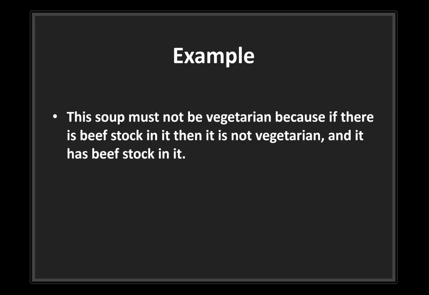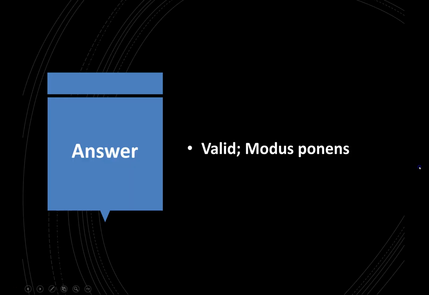Okay. So I'm going to start moving through these a little more quickly. This soup must not be vegetarian because if there is beef stock in it, then it is not vegetarian and it has beef stock in it. Okay? So this one is going, if X, then Y; X, therefore Y. Keeping in mind that this is your conclusion here. The other two statements are premises. So this is valid modus ponens.